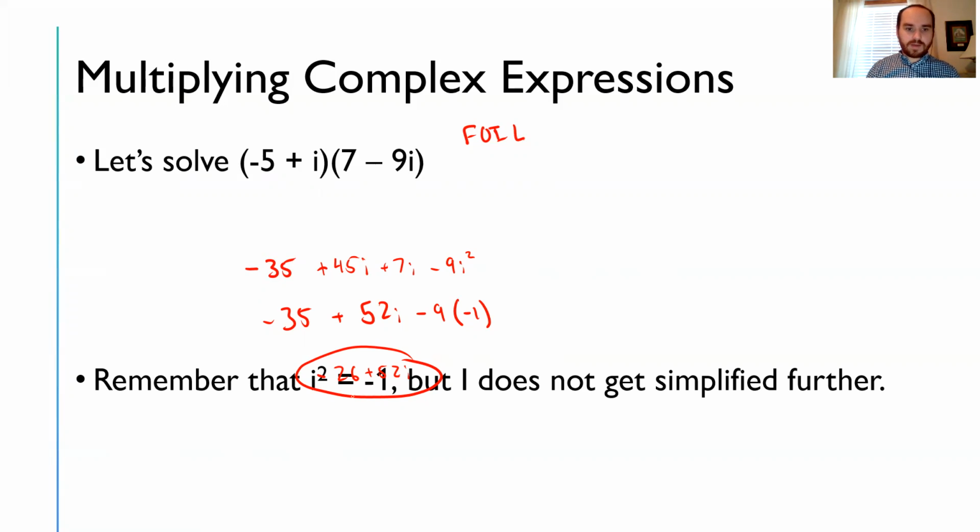Okay. So yeah, remember that I squared is equal to -1, but I does not get simplified any further.